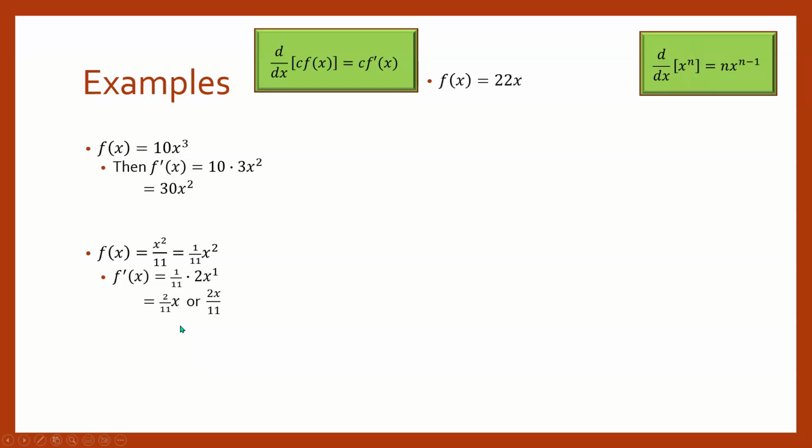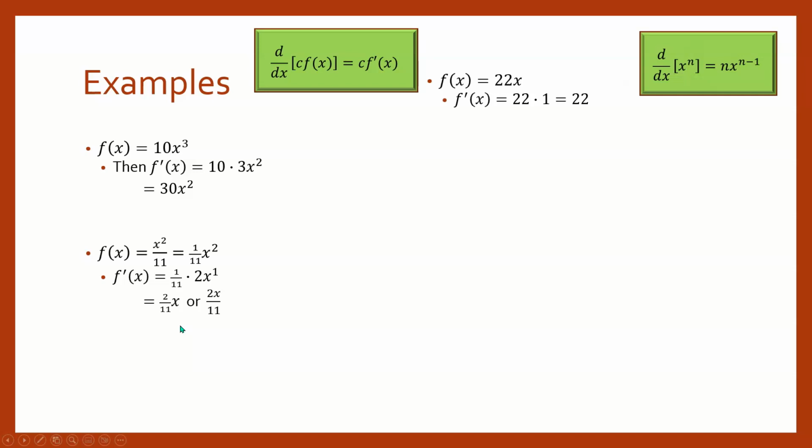What about if f of x is 22x? That's a constant times an x, so the derivative should be the constant times the derivative of x. And remember, the derivative of x is 1, so we get 22 times 1, or just 22 for our derivative.